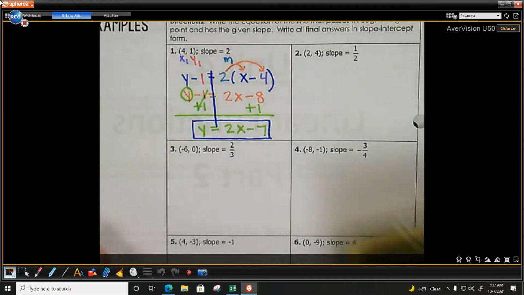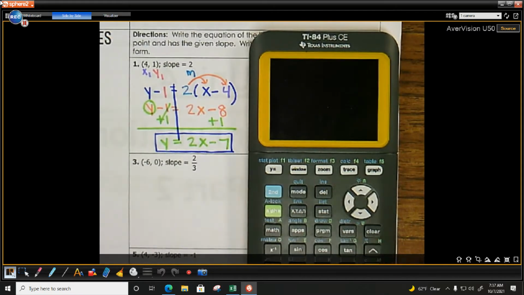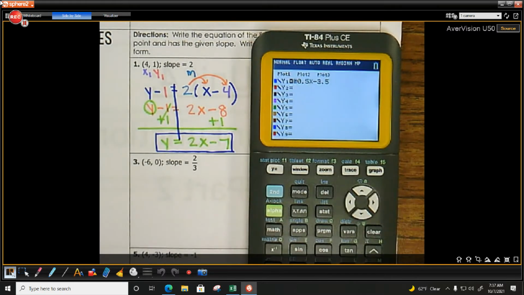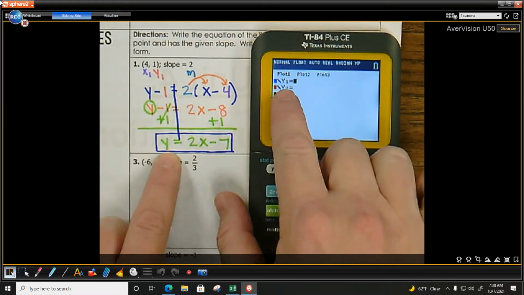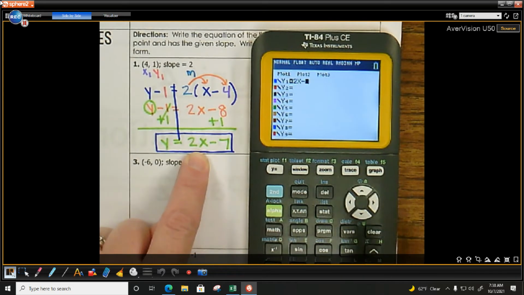Now the second check we're going to do is let's all go to our calculator. We're all doing this with me. Let's all go to our calculator, turn it on, and go to y equals. Top left button, let's go to y equals. So we're all on our calculator, hitting the y equals button, please. Okay, clear out what's there. I'm going to put y equals 2x minus 7.